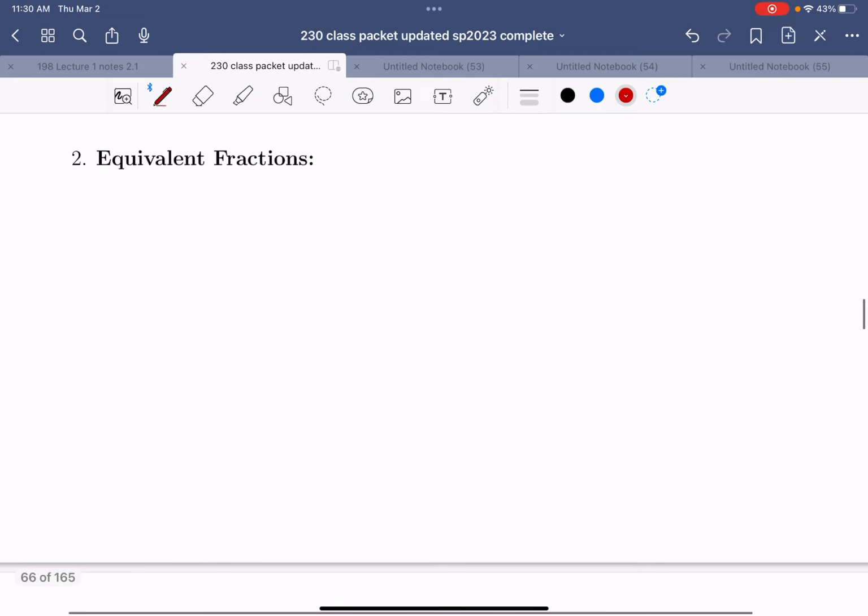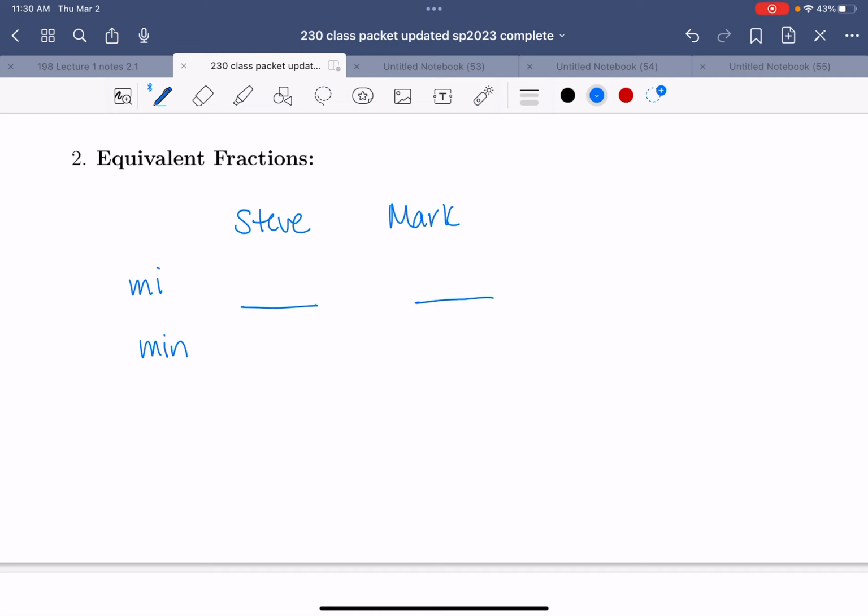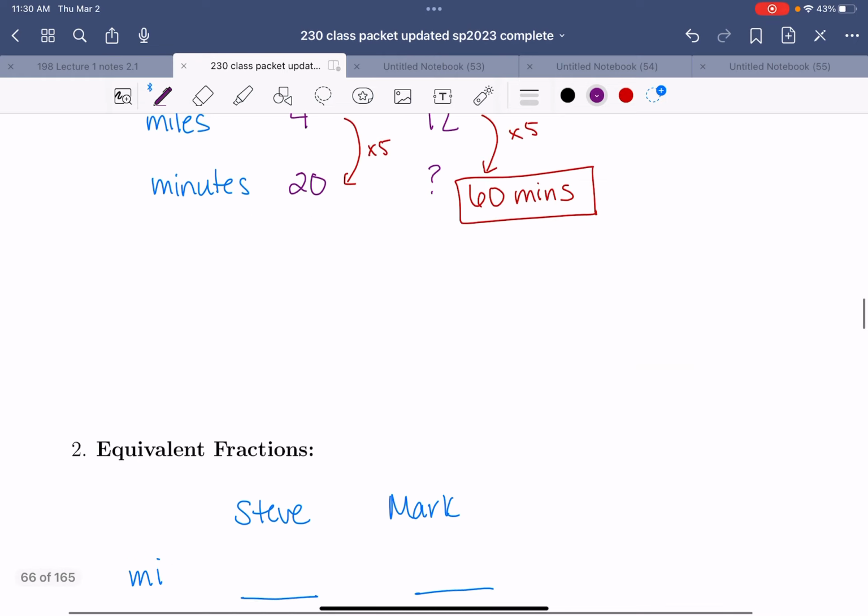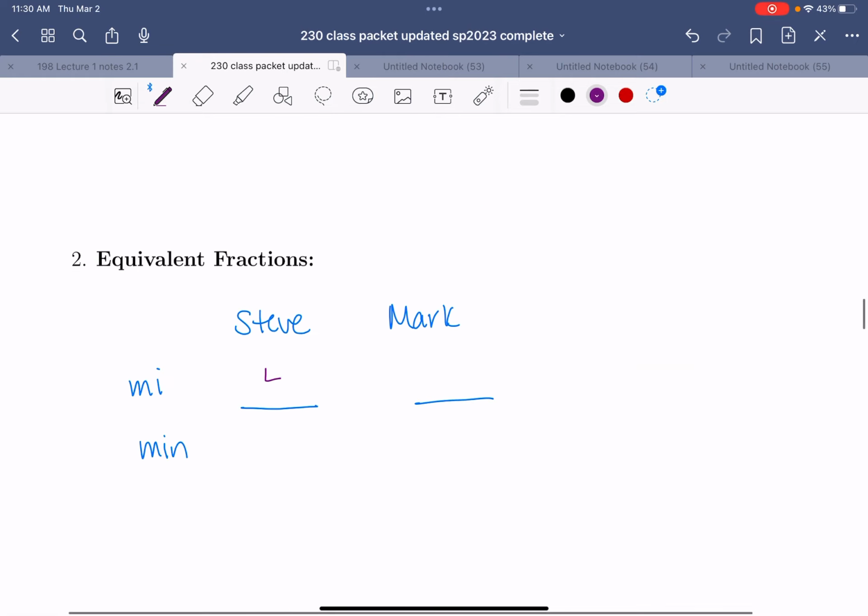The next one is equivalent fractions. I'm going to start this exactly the same way. I'm going to start with Steve and Mark, miles and minutes. But this time I want equivalent fractions, so I want a fraction for Steve and a fraction for Mark. Then I'm going to fill in my values. Same thing from above: Steve is 4 miles in 20 minutes, and Mark is 12 miles.